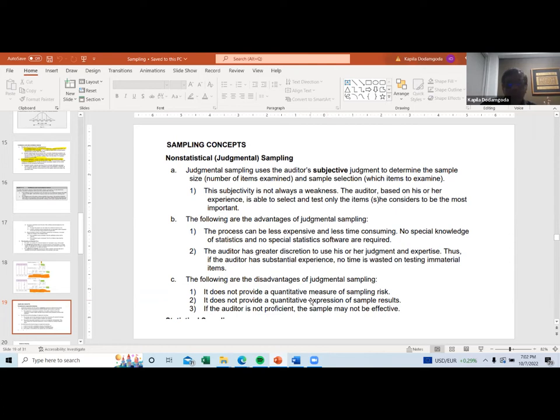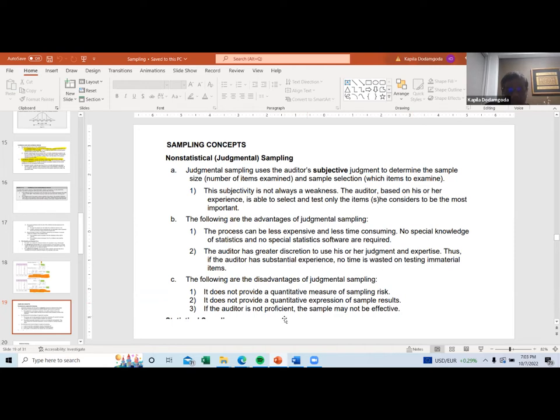So therefore, you can't make any quantitative justification of the figures. You can say, based on the sample I have chosen and based on my experience, this can happen, this cannot happen. But you can't say I'm 95% confident that this is right, or that I'm 99% sure the mistaken invoice value will be in between this. So like that, you can't make quantitative measures of sampling risk, or a quantitative expression of sample results. It is not possible, right?